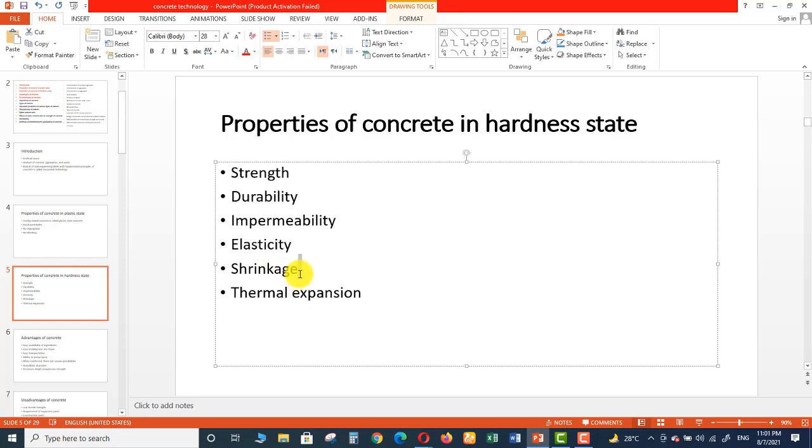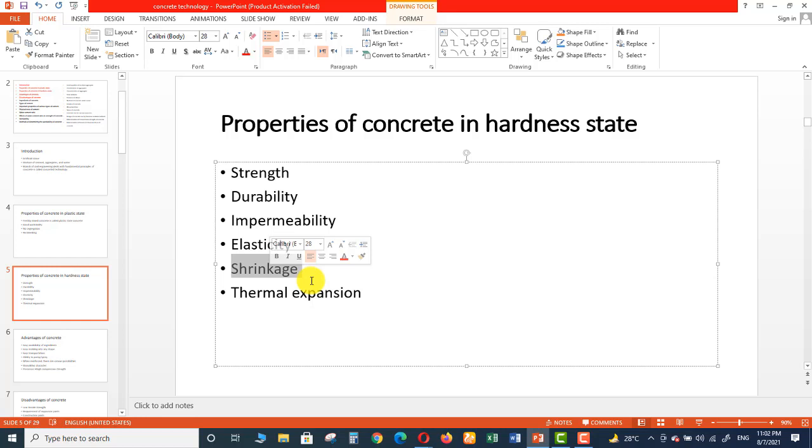The next property of the concrete when it is in its hardened state is shrinkage. A hardened concrete should experience least shrinkage. So to get a good quality concrete, after getting hardened, it should have least shrinkage. This property is guided by water cement ratio, like impermeability. Shrinkage is also guided by the water cement ratio.